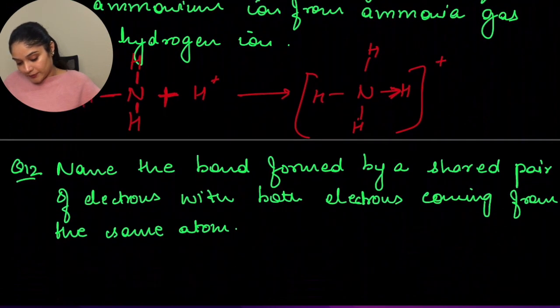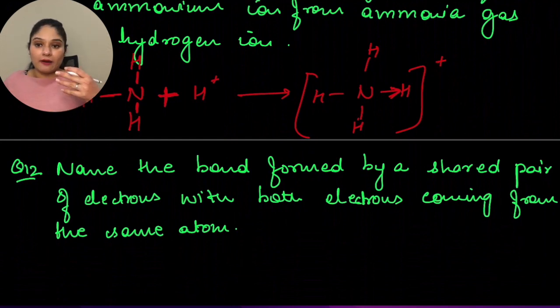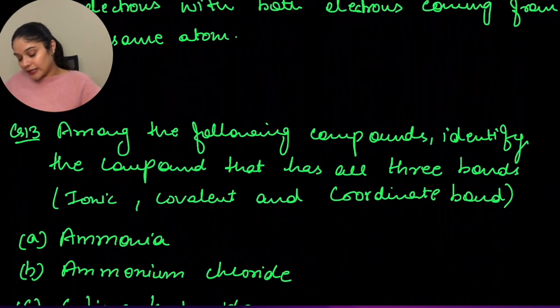Name the bond formed by a shared pair of electrons with both electrons coming from the same atom. So when do we have a pair of electrons coming from the same element or same atom? In that case, it's a coordinate bond. Let's move to the next one.